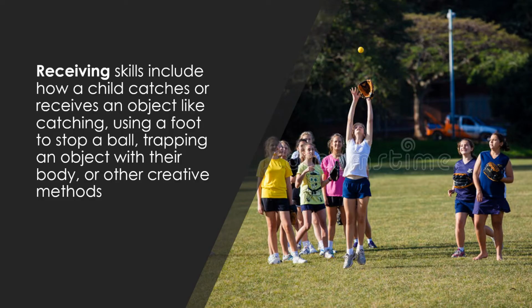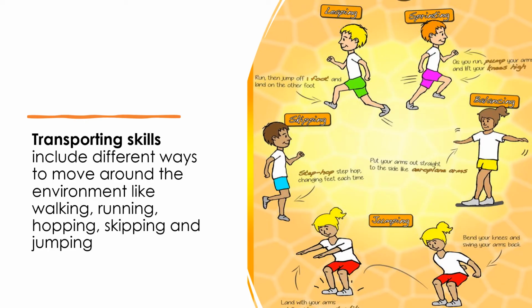Receiving skills include how a child catches or receives an object. This can include catching, using a foot to stop a ball, dropping an object with their body, or other creative methods. Transporting skills include different ways to move around the environment, such as walking, running, hopping, skipping, and jumping, but also rolling and tumbling.